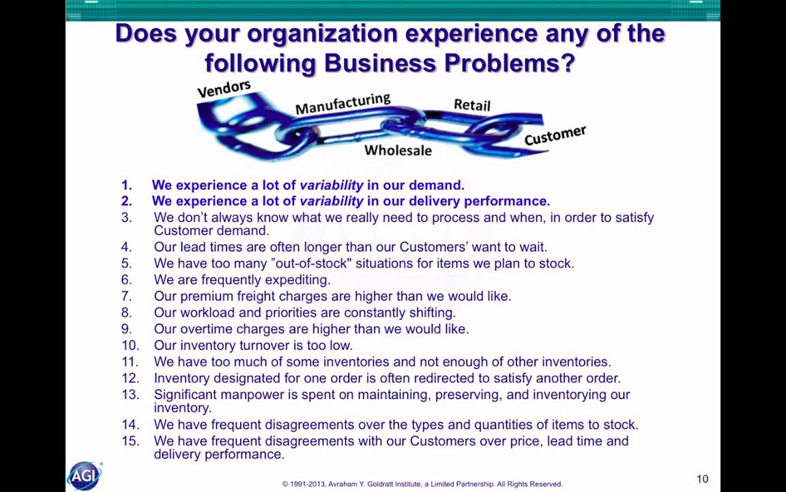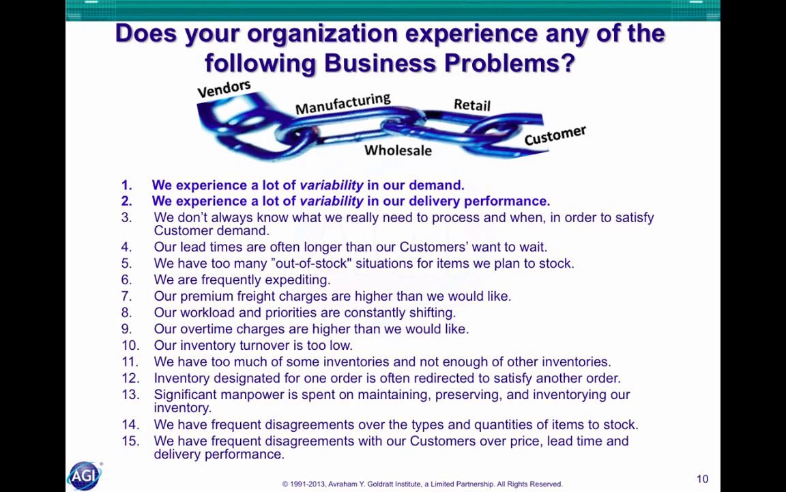I am sure that as you've gone through the list that you also recognize that they are not 15 independent problems, but that they are in fact related to each other in that some problems are caused by other problems. For example, being out of stock, number 5, can cause us to expedite, number 6, and so could having lead times, number 4, that are longer than our customers are willing to wait.